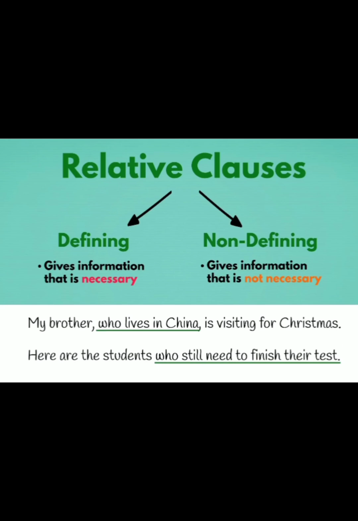Defining and non-defining clauses. Defining relative clauses give information that is necessary in order to understand who or what is being referred to. Non-defining relative clauses give extra information that is not necessary in order to understand who or what is being referred to. Here are two sentences. One contains a defining clause, that is, one that provides essential information, and the other contains a non-defining clause, that is, one that provides extra information that is not essential. Can you tell which is which?